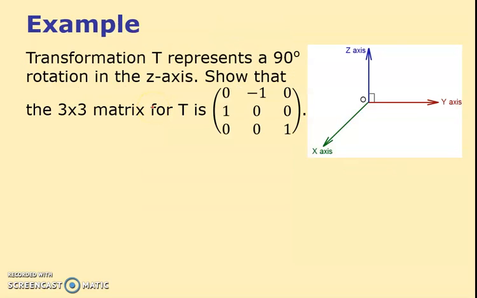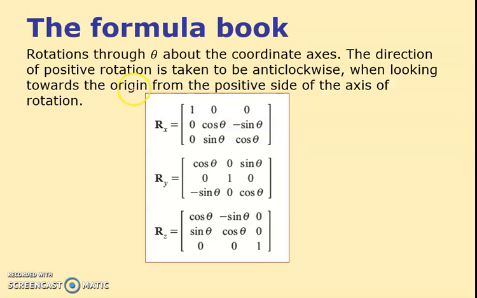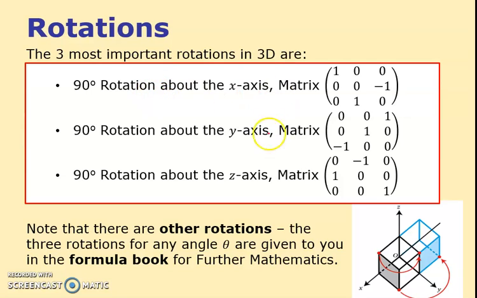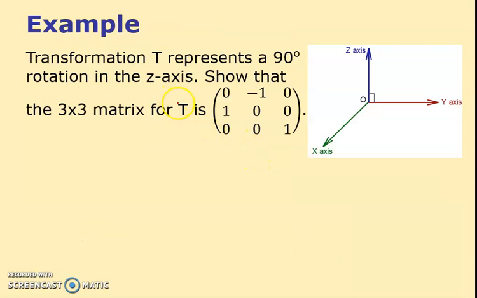So let's use this idea of rotations. We're going to, it says T represents a 90-degree rotation. So I suppose straight away we should be thinking 90-degree rotation. We need to use this. These are 90-degree rotations as well. That's interesting. We could just jump straight to that. So that's at least what the answer should be. But it says about the z-axis.